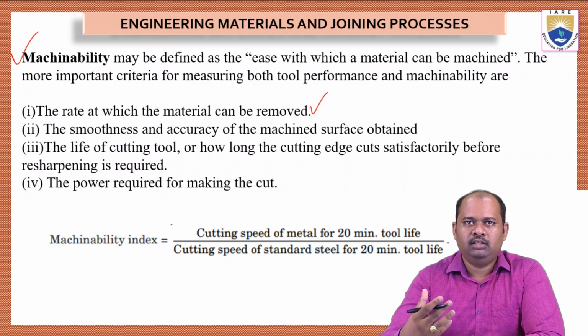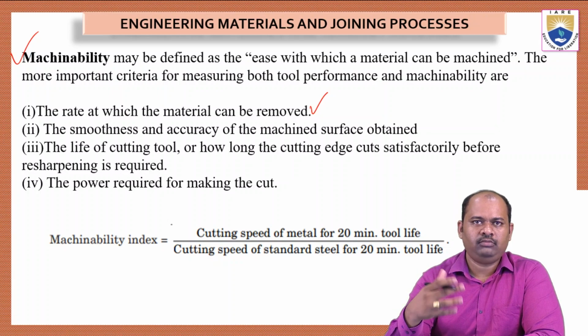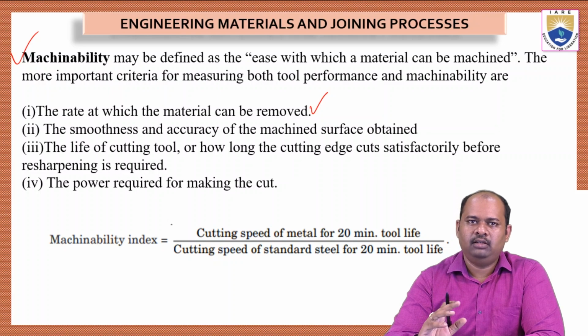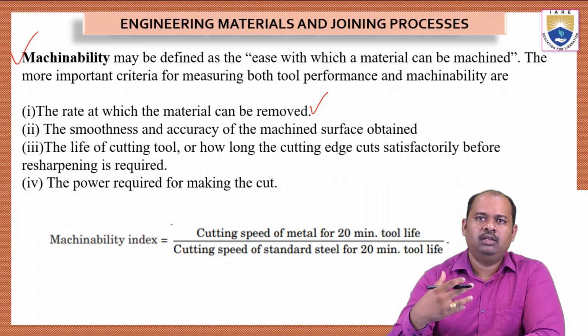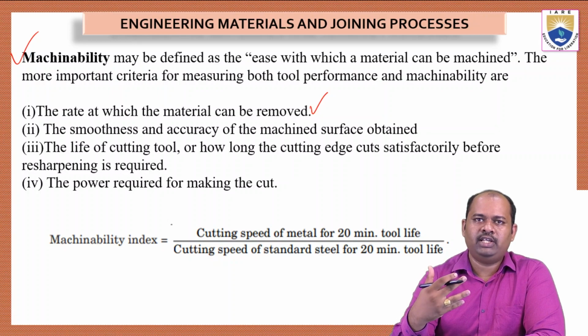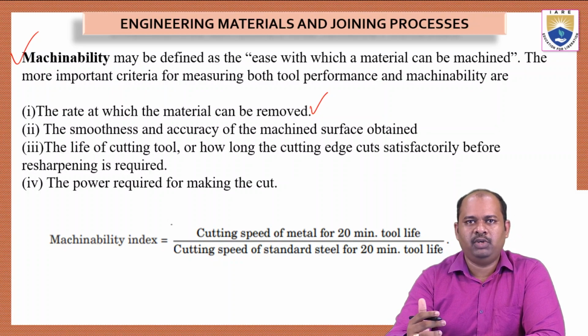The third one is the life of the cutting tool, or how long the cutting edge cuts satisfactorily before resharpening is required. That means the life of the cutting tool is also taken into consideration while machinability is calculated. And the fourth one is the power required for making the cut. If we want to apply more power, or use a larger machine which consumes more electricity, this also has to be considered while calculating the power required for making the cut.